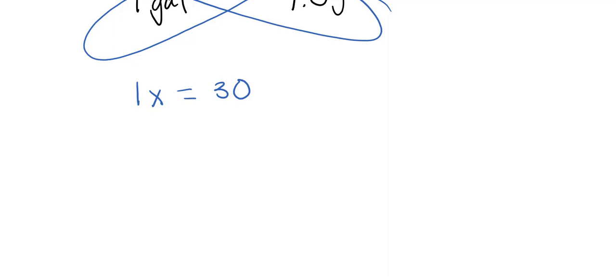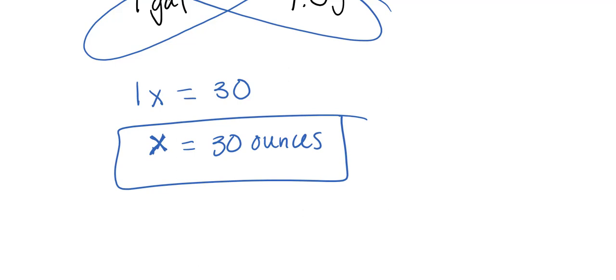So what do we have? Really, we have 1x is equal to 30. This 1 in front of the x, we can divide by 1 on both sides, but it doesn't matter, right? 1 is always in front of any variable if there's no coefficient in front of it. So we can just say x is equal to 30, and this would be 30 ounces, and that would be our solution. So 30 ounces is our solution here.